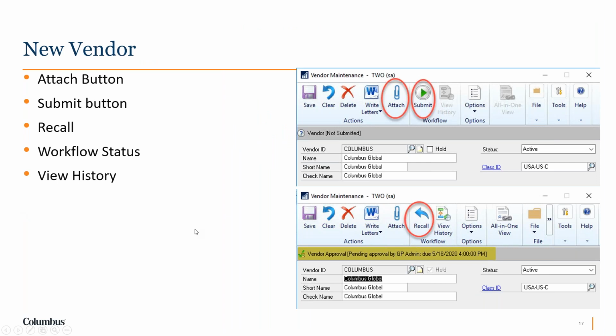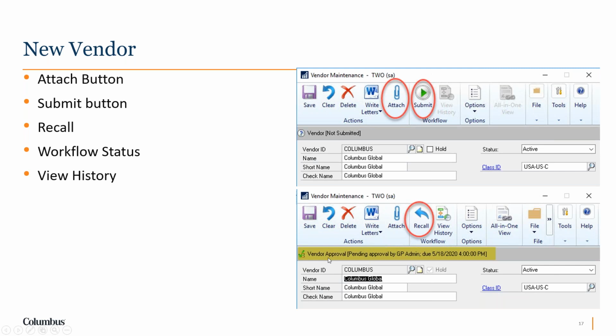So if we look at it from setting up a new vendor, if we go to the vendor maintenance window, what we'll see now is a paperclip so that we can attach our W-9 or any other documents that we might need. And then we would see the submit button available. A user would enter in their vendor maintenance the new vendor, all the information required there. This is the same with the transaction as well. Then they would click the submit button. Once they click the submit button, the email is sent to the approver for the first step.